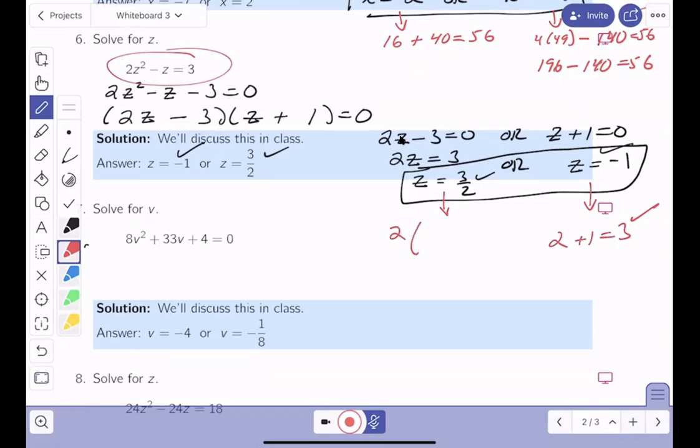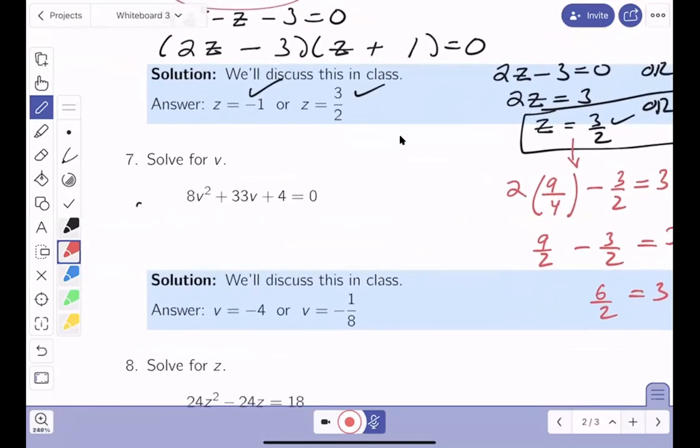2. And then, 3/2 squared would be 9 quarters minus 3/2. And they say that's equal to 3. Well, let's see if that's true. If it's not, I have to say this is incorrect. So you can get 9/2 minus 3/2 is 3. What's 9/2 minus 3/2? 6/2. What's 6/2? It's 3. Certainly makes sense. Okay, it makes sense. All right, let's go to number 7.